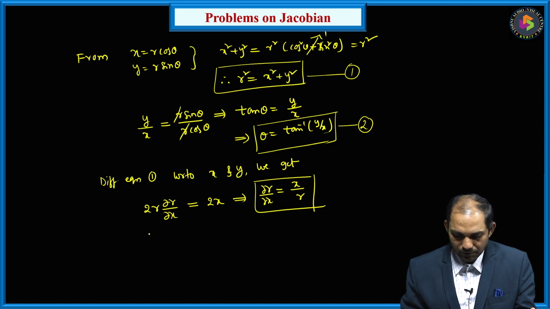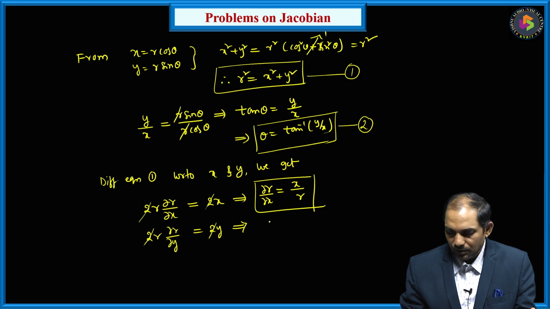Similarly, we have to differentiate with respect to y. We are going to get dou r by dou y is equal to 2y, x square derivative will be 0. The 2 and 2 will be cancelled. We are going to get dou r by dou y is equal to y by r.